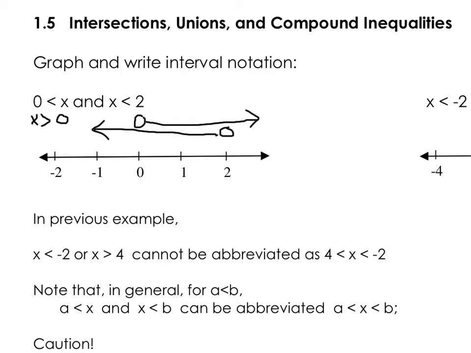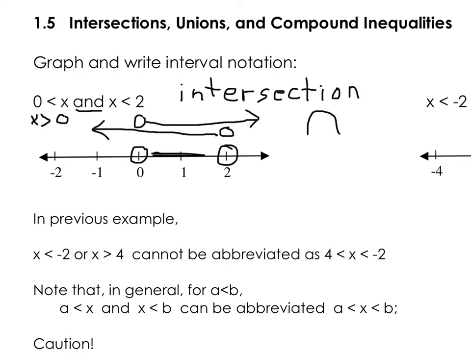What is the intersection? And means intersection. Intersection is where both are true at the same time. They must both be true. Sometimes you'll see this symbol, meaning intersection. Where are both of these inequalities true at the same time? In between 0 and 2, not including the endpoints.